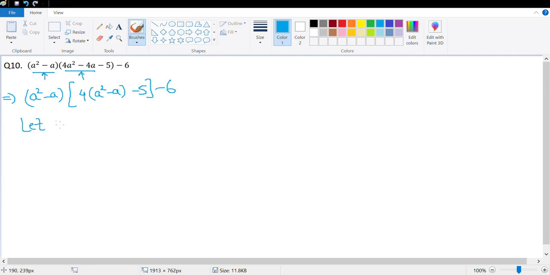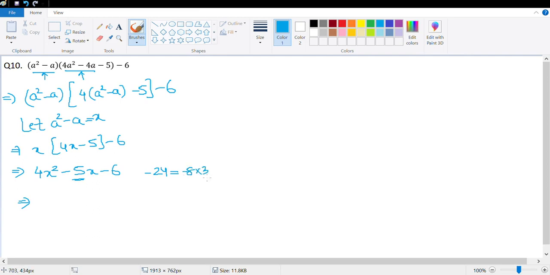So let a square minus a be equal to x. What we have is x times (4x minus 5) minus 6. Let's open the bracket. So this is 4x square minus 5x minus 6. Let's see if I can split the middle term to factorize this. I need to find factors of negative 6 into 4, which is negative 24, the sum of which would be negative 5. So 24 would be 8 into 3. Yes, that's correct. So negative 8 plus 3. That's how I can break up negative 5. So 4x square minus 8x plus 3x minus 6.